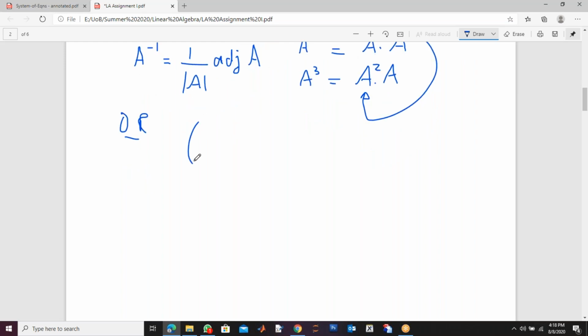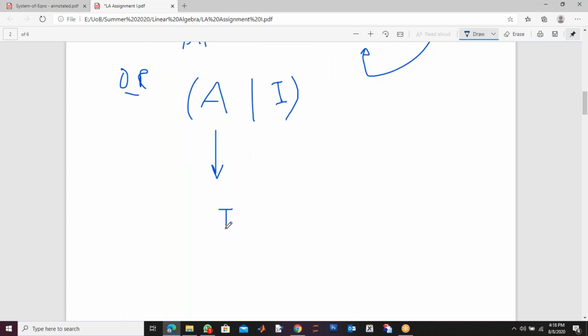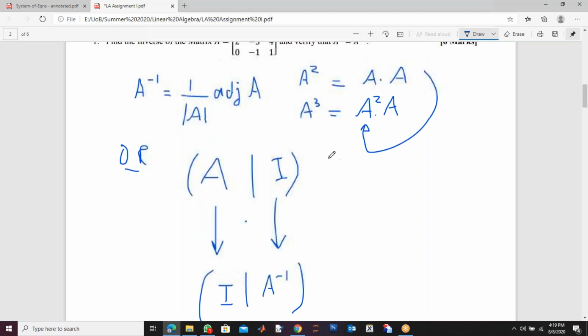Or you can find A inverse by row operations. Write A and write a 3 by 3 identity matrix with it, and use row operations to convert A to identity. The same row operations on the identity will give you A inverse automatically. Whatever you get on the right side will be your A inverse. So whatever you want, you can use it. Find A inverse and A cube, and you will see that they are equal.